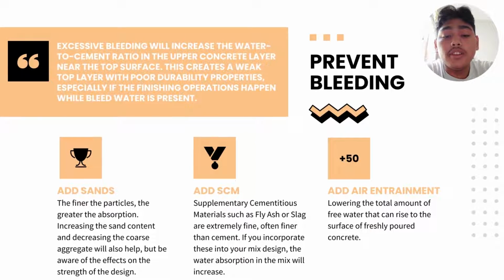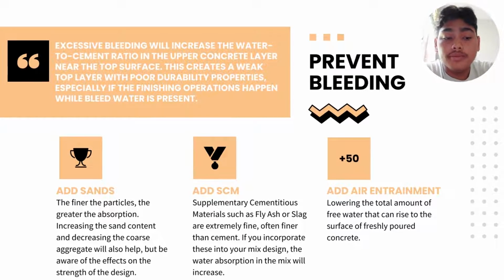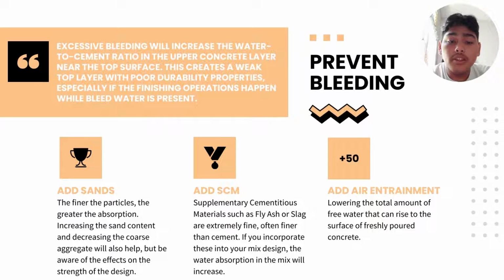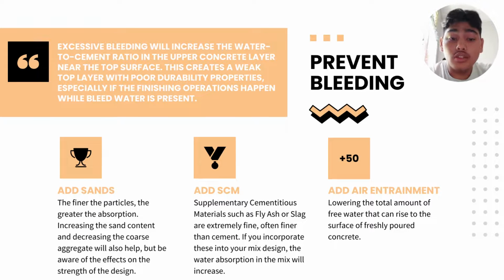how to prevent the bleeding of concrete. Excessive bleeding will increase the water to cement ratio in the upper concrete layer near the top surface. This creates a weak top layer with poor durability properties, especially if the finishing operations happen while bleed water is present. Waiting for the water to evaporate is the best approach.